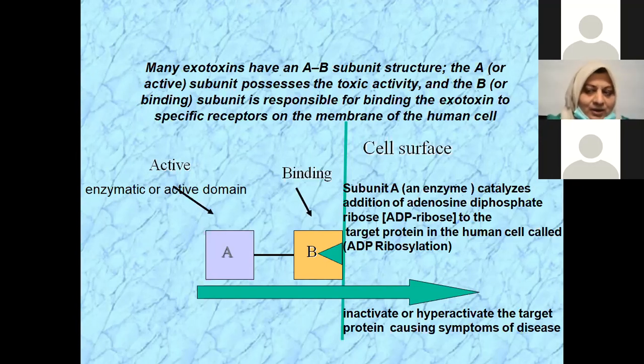And once it binds and stabilizes the toxin molecule, then it helps the active domain, the A portion or the A subunit, to enter the cell cytoplasm. So the subunit A, which is an enzyme actually, catalyzes some reaction in the cell cytoplasm and exerts its toxic effects that disturb the function of the cell.